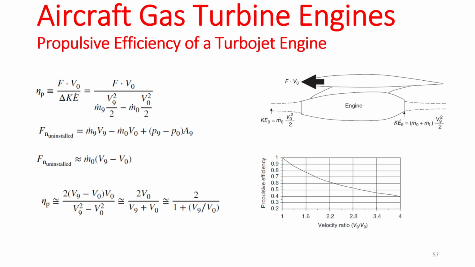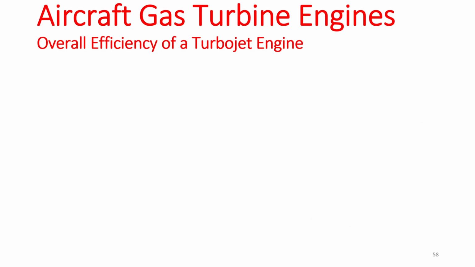But how can we calculate the overall efficiency of a turbojet engine? Very simple. Just multiply the two efficiencies, the propulsive and the thermal efficiency. You're going to get F multiplied by V0 divided by your total heat input, which is m dot f Q R.